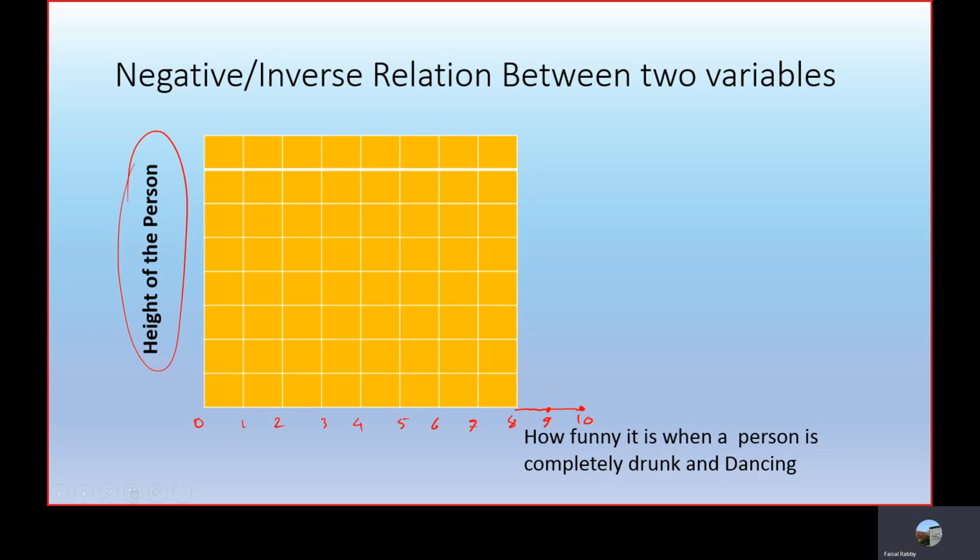So this particular graph is asking you to imagine that maybe the height of the person, how tall the person is, affects how funny it will look when he's completely drunk and starts to dance. So if I ask you, imagine a very tall person. Let's say the person is 7 feet tall. He's a basketball player or something. And he's completely drunk and he's trying to dance around you guys. How funny would it be?